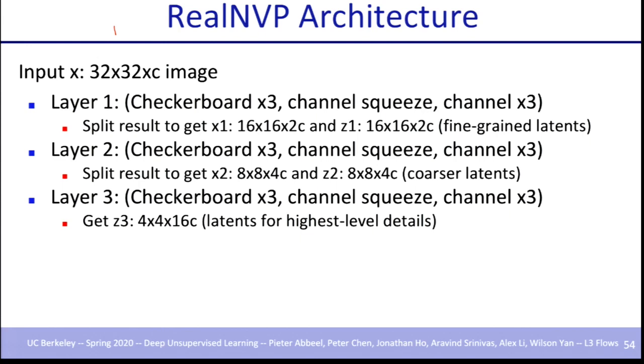Layer 1 does the checkerboard thing three times, then does a channel squeeze where a 2 by 2 becomes a 1 by 1 by 4 if it's only one channel, or channel times the number of channels that it had. Then split the result, gets you this point, 16 by 16 by 2 becomes your new X, and you actually drop.